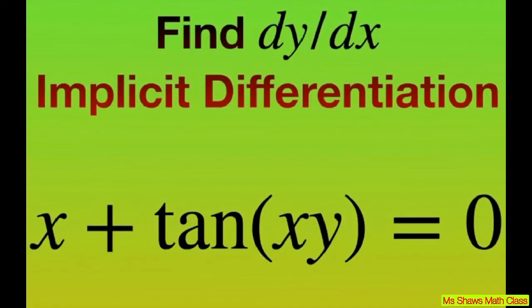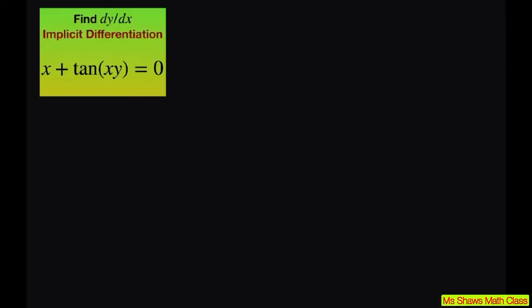Hello everyone. We're going to find the derivative of y with respect to x using implicit differentiation. We have x plus tan of xy equals 0. We're using implicit differentiation because we have both variables, x and y.